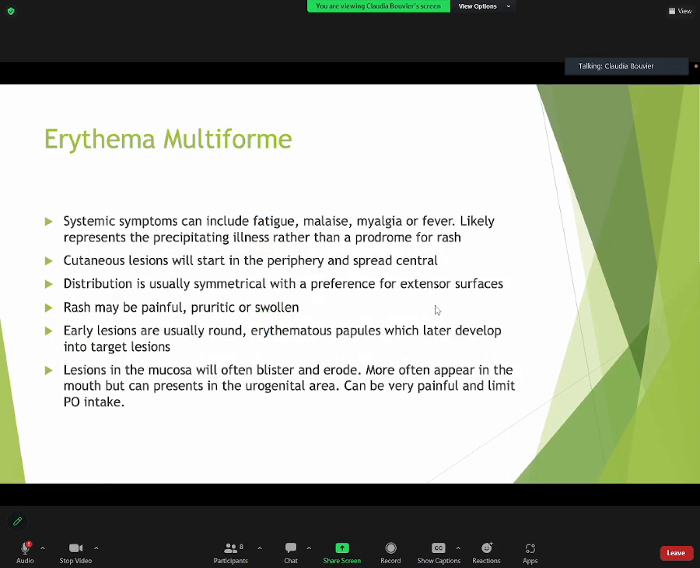Systemic symptoms of erythema multiforme are present in a fair number of patients. It's general fatigue, malaise, myalgias, or fever, but those are likely from a precipitating virus rather than the rash itself or the disease process itself. It's probably the thing that brought on the erythema multiforme that causes those.